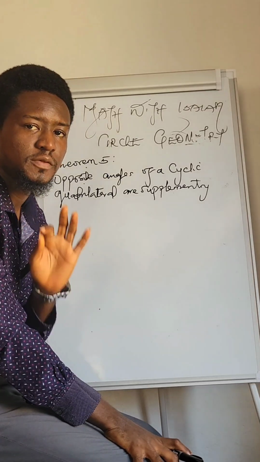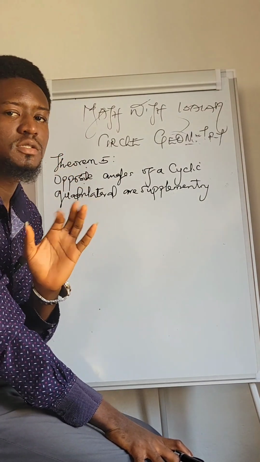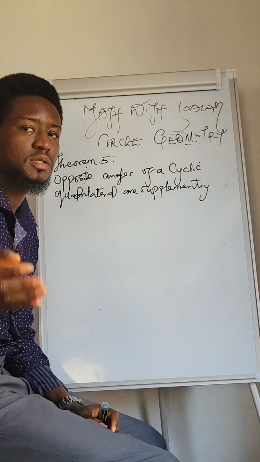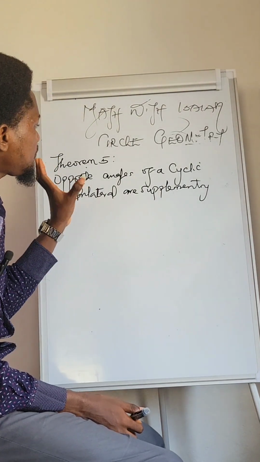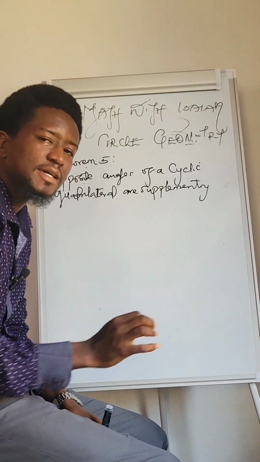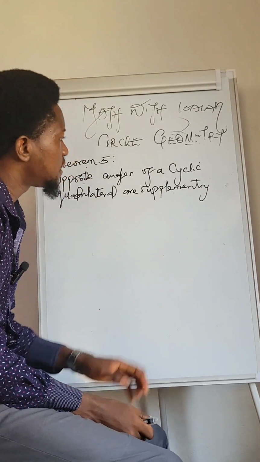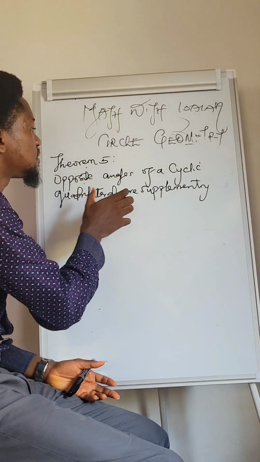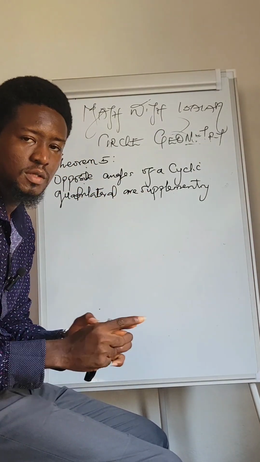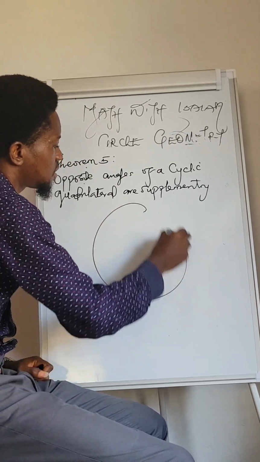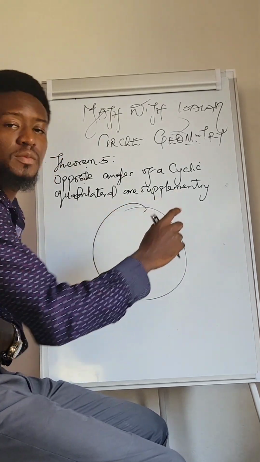Now this is theorem 5. We actually have 8 theorems in total. The last 3 theorems are on tangent, so I'll be talking about them in the next video. But then, the 5th theorem states that the opposite angles of a cyclic quadrilateral. Now you need to take note of those words. Cyclic meaning in a circle, quadrilateral meaning 4 sides. Now this is a circle. Now it says they are supplementary.